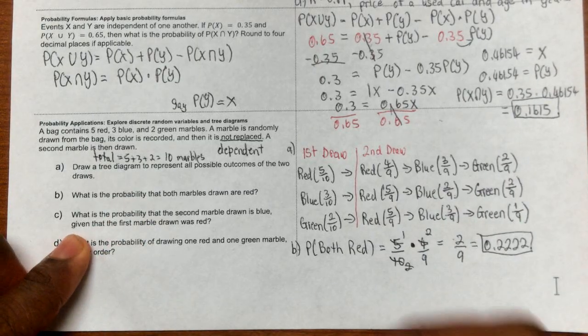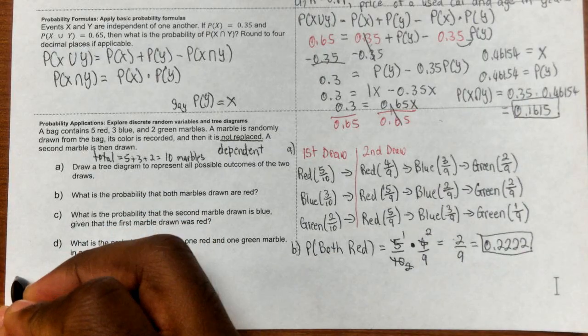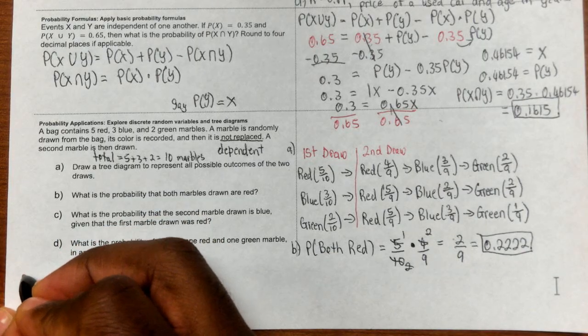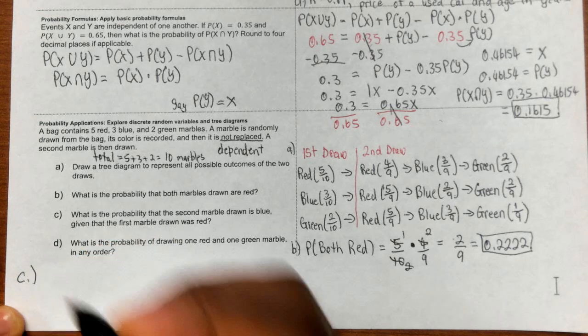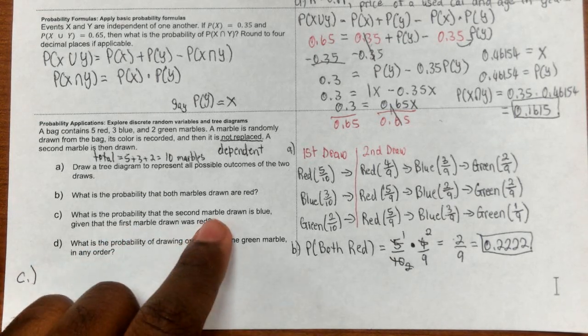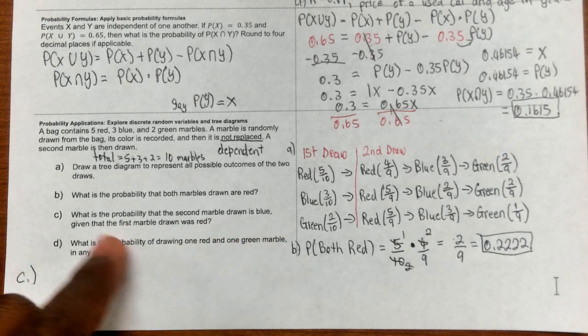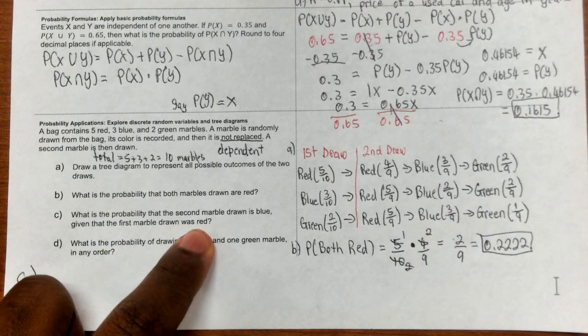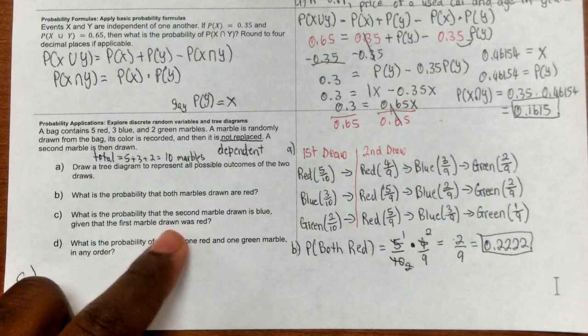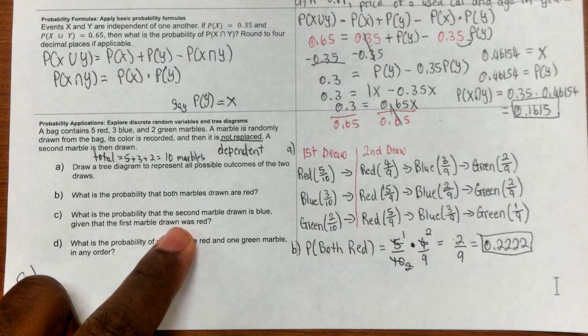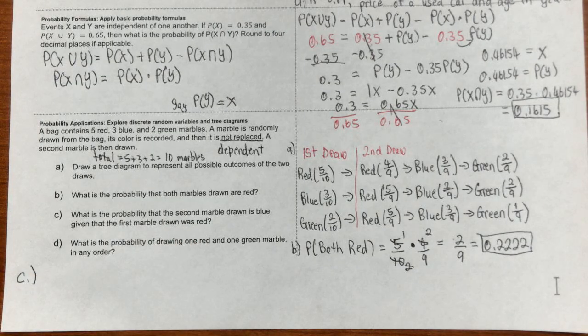So let's try part C. I'm going to do part C over here just to use my space effectively. Part C says, what's the probability that the second marble drawn is blue given that the first marble drawn is red? So here we have more of a condition, because we have a given formula. It's hard to do a condition when it's dependent, because if we take a marble out it will impact the probability of the next marble being drawn.